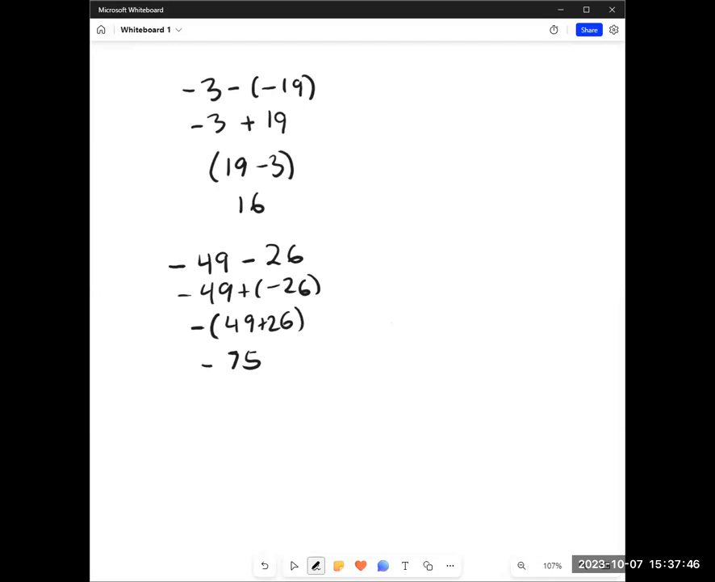Our last problem is negative 23 minus a negative 23. Negative 23 plus positive 23. Neither one of them is bigger than the other one. They're additive opposites. So when I add additive opposites, I get 0.